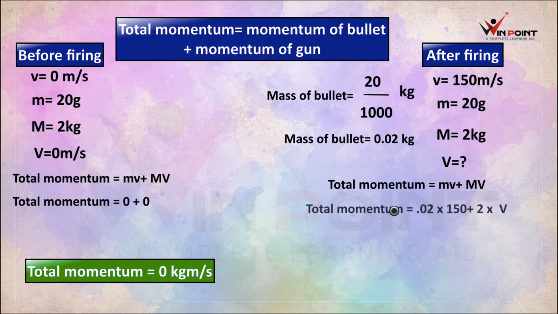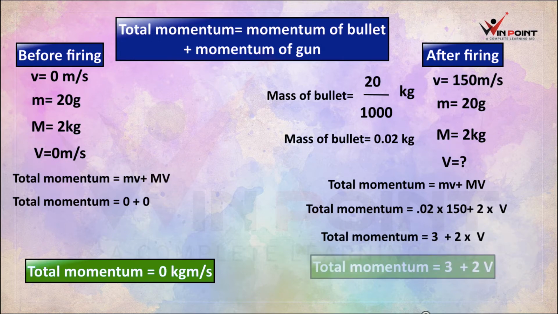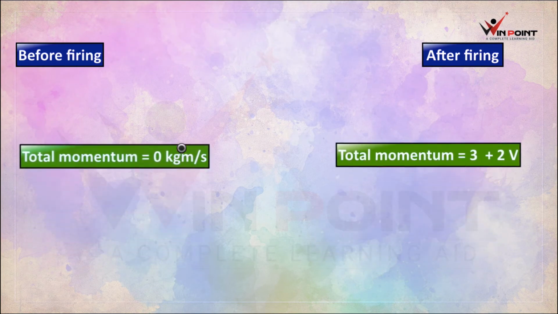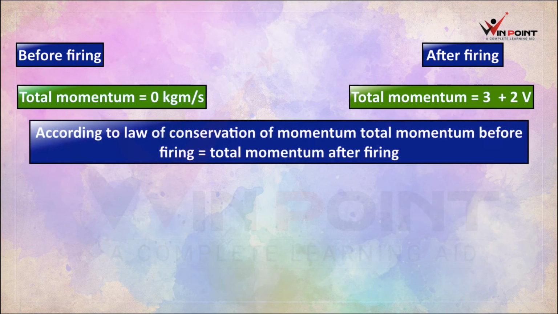It will be 0.02 into 150. Instead of m, 0.02. Instead of small v, 150, plus instead of m, 2 kilogram into v. Total momentum is 0.02 into 150, that is 3. It will be 3 plus 2v. Total momentum is 3 plus 2v. Now we got total momentum before firing and total momentum after firing. According to the law of conservation of momentum, total momentum before firing equal to total momentum after firing.